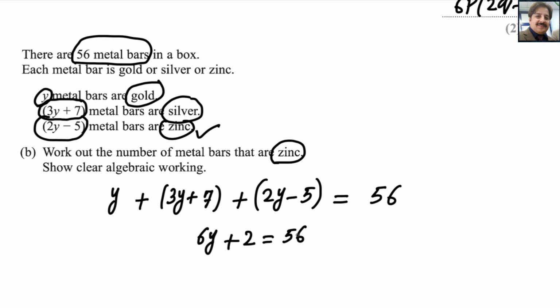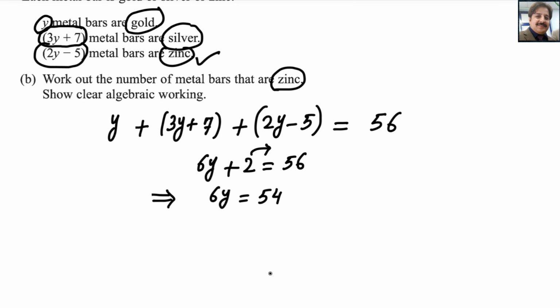6y plus 2 equals 56. This 2 goes to the other side and it will be minus there. 56 minus 2 will be 54. And in the last step, you will divide by 6. Because 6 is multiplying here, you divide by 6. So y will be 9. But you need to find the number of metal bars in zinc.